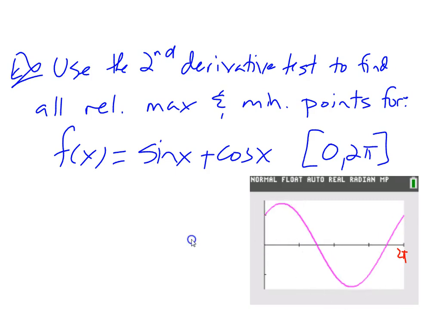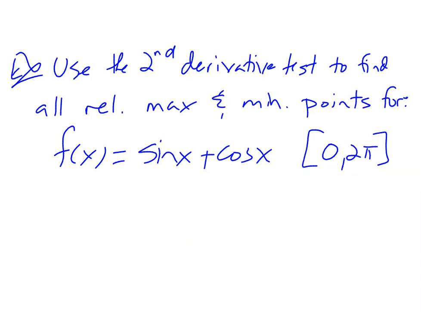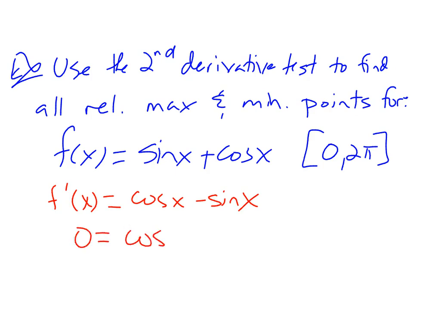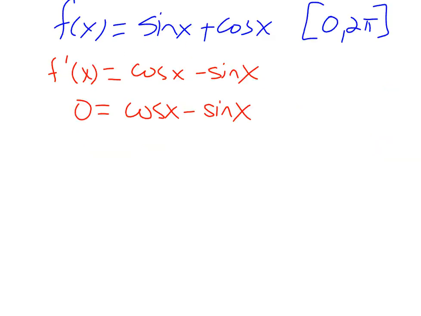If I were to use my second derivative test, it says find the first derivative. The derivative of sine of x is cosine of x, and the derivative of cosine of x is negative sine of x. If I set this equal to 0, I get 0 equals cosine of x minus sine of x. Okay? Solving, I'm not a big fan of what I see here. So what am I going to do?